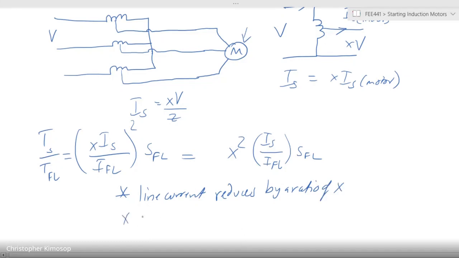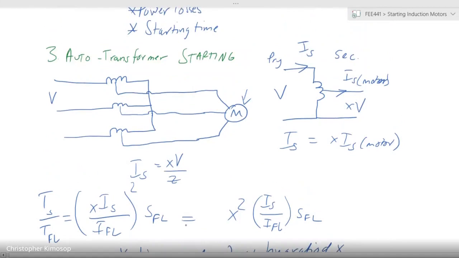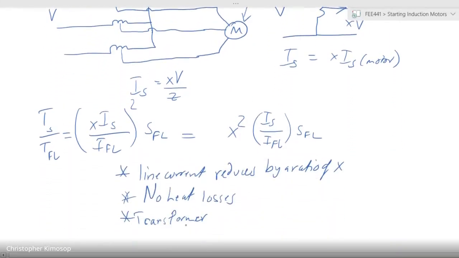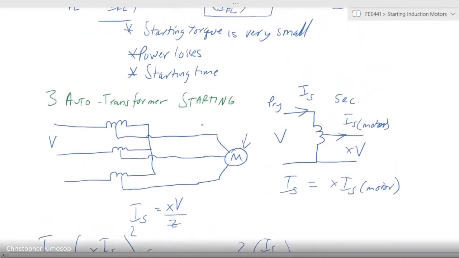Secondly, one other advantage is you do not have the same heat losses. So no heat losses. And thirdly, we now have the disadvantage that you now have to have a transformer, which is quite expensive, okay, which we in turn have to trade off. That is the trade-off of the transformer usage that we are talking about, okay?